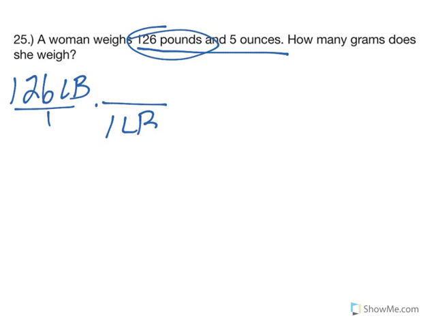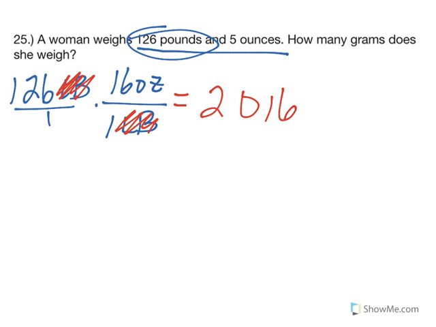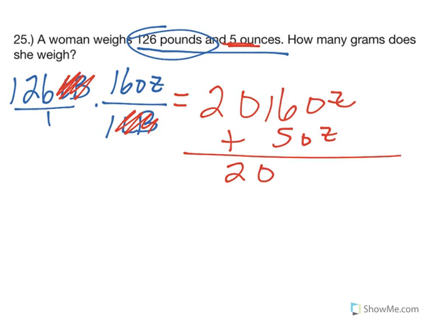And I know from my sheet that 1 pound is 16 ounces, right? This is weight, pounds. And so when I do that, I multiply those together. That is 2,016 ounces. Well, don't forget we've got these 5, so we've got to add those 5 ounces together. And she weighs a total of 2,021 ounces. Well, fantastic, but that's not the question. The question is how many grams does she weigh?